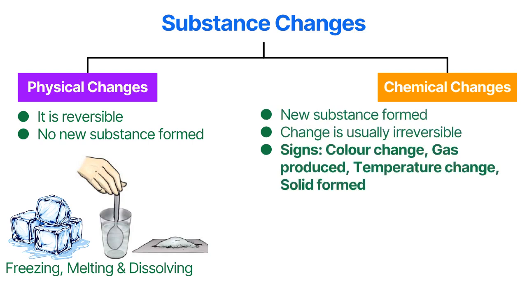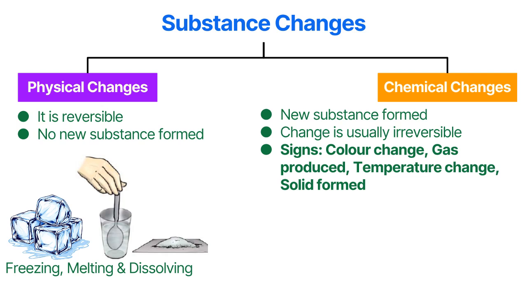Chemical changes often have clear signs. For example, a color change may occur. Sometimes, a gas is produced, seen as bubbles or fizzing. There may also be a temperature change, or a solid called a precipitate may form.